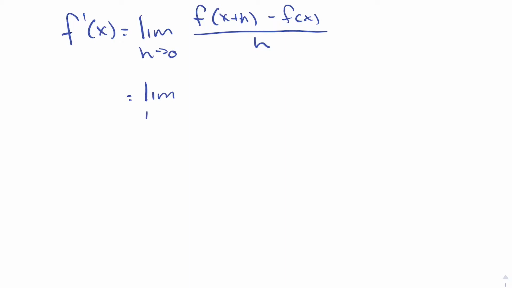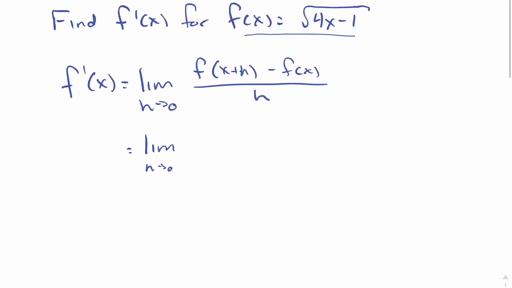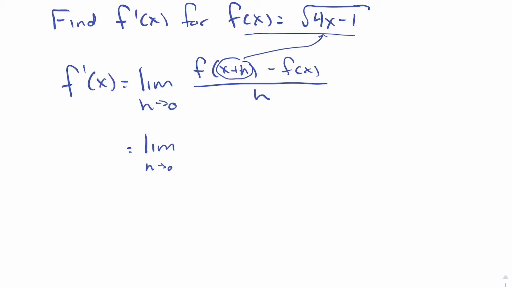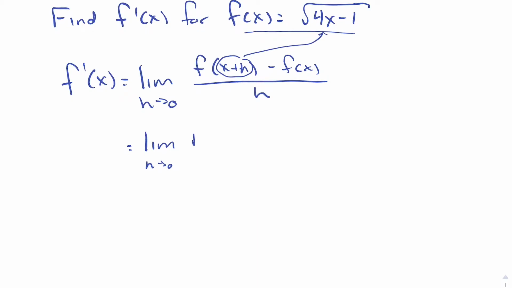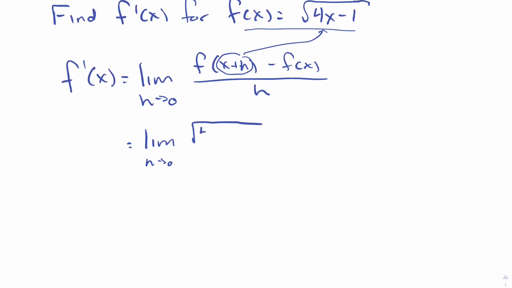In this case, I'm asking, what do I do with this x plus h in here? And again, what we do is replace that instance of x with the parentheses x plus h, minus f of x, which is the square root of 4x minus 1, all over h.